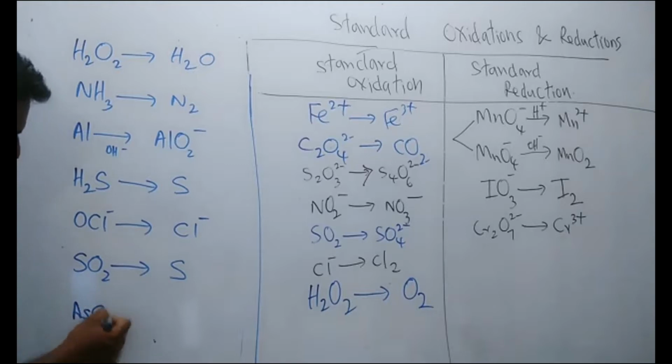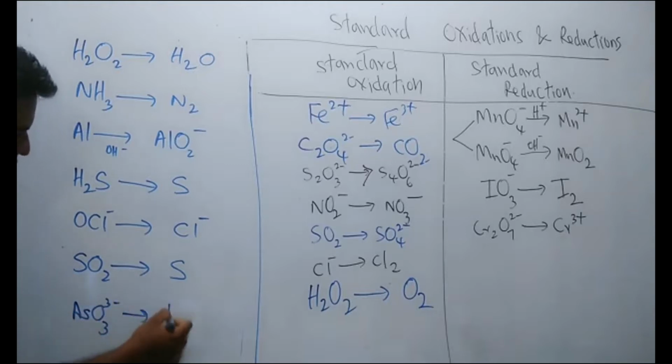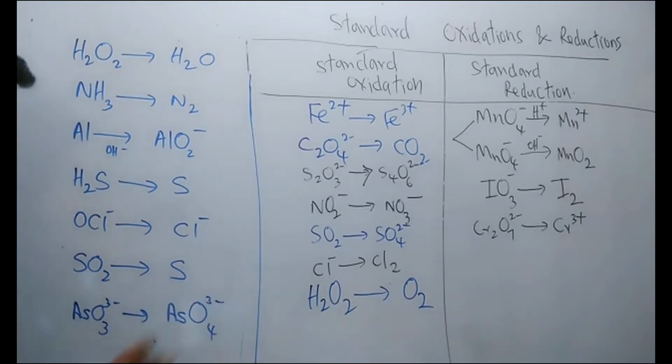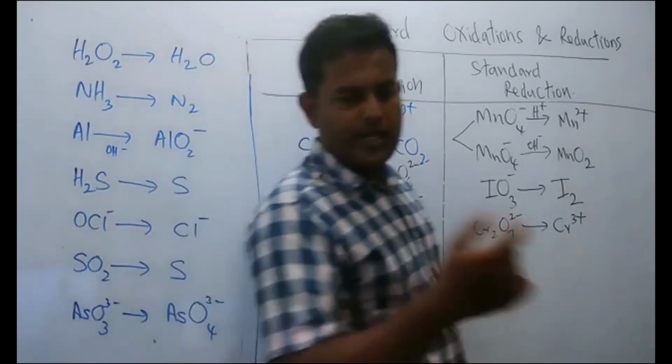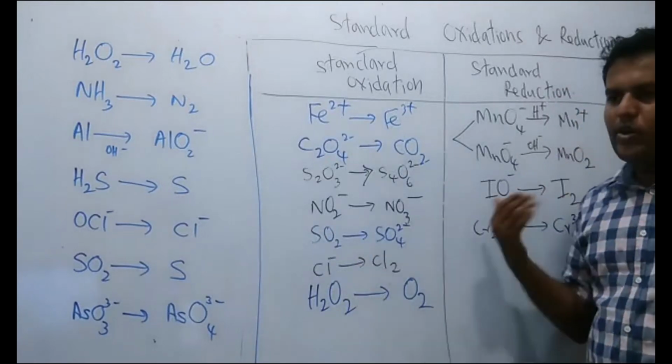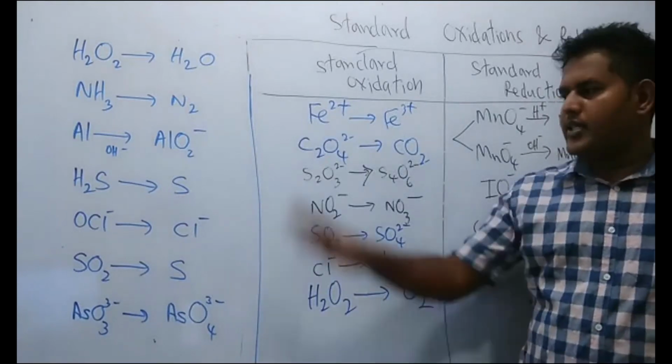AsO3 3 minus to AsO4 3 minus. Right, okay. Put this down. Sort out whether it's an oxidation or reduction. That's the last part.